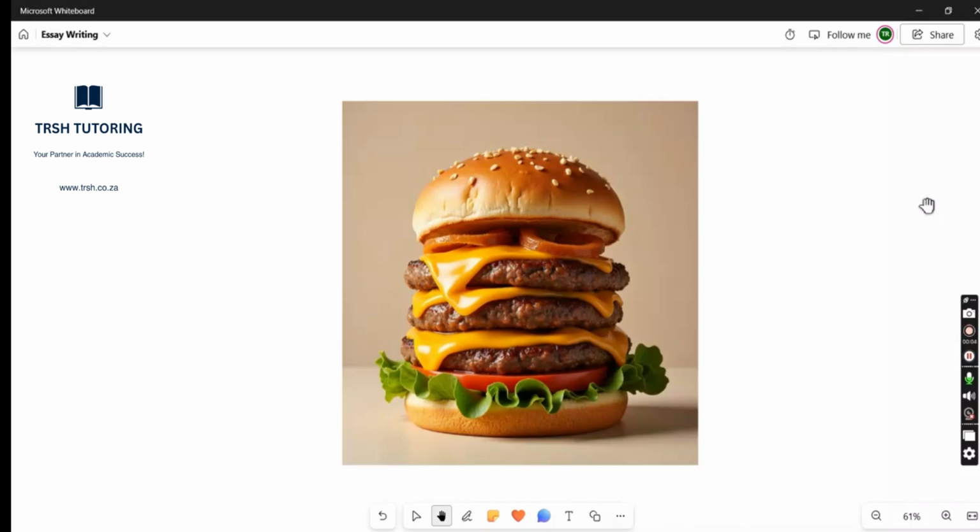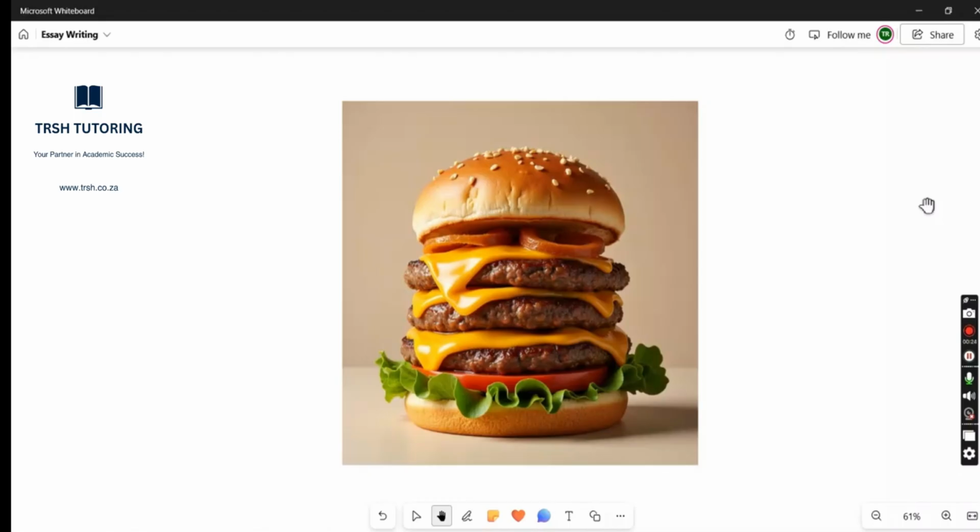Your essay doesn't look like a burger, you're probably losing marks. Today I'm going to show you the exact essay structure that top students use to score high marks, using something you'll never forget, a burger. So let's talk about it. So over here we have a burger.